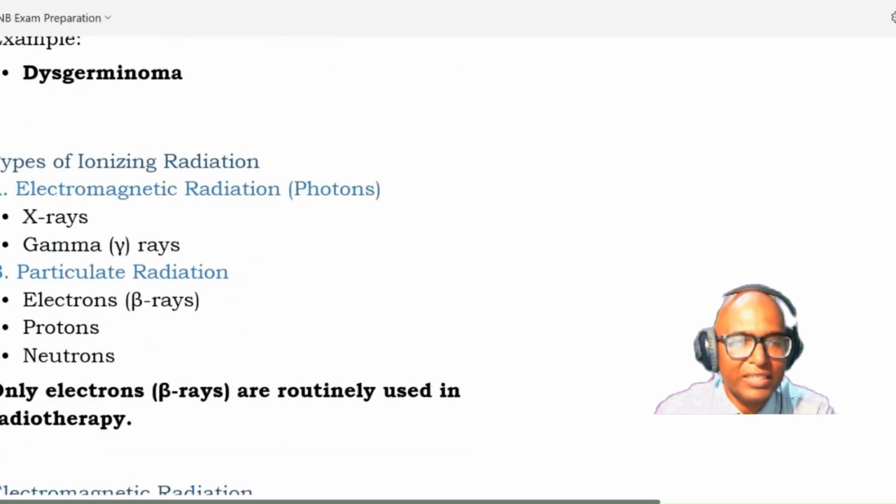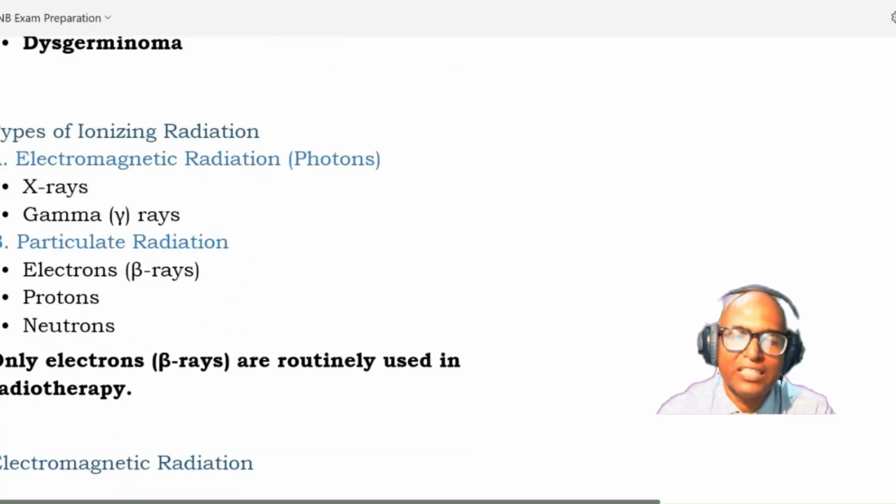So what are the types of ionizing radiation? Basically, there are two types of ionizing radiations: electromagnetic radiations, that is the photons, which are either X-rays or gamma rays, and particulate radiation. In particulate radiation, you have the electrons, that is the beta rays, then protons and neutrons, out of which electrons are routinely used in radiotherapy. So among the particulate radiation, electrons are more routinely used.